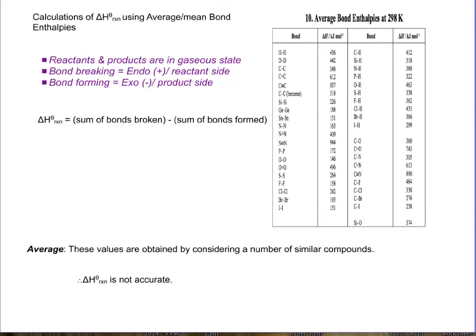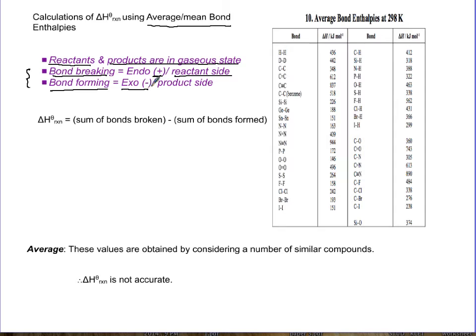The second mode of calculations is when they ask you to use average or mean bond enthalpies values. In that case, the reactants and products all have to be in gaseous state. The other thing you have to remember is two facts: bond breaking, which takes place on the reactant side, is endothermic and has a positive value. On the other hand, on the product side, you're forming bonds, which is exothermic and a negative value.